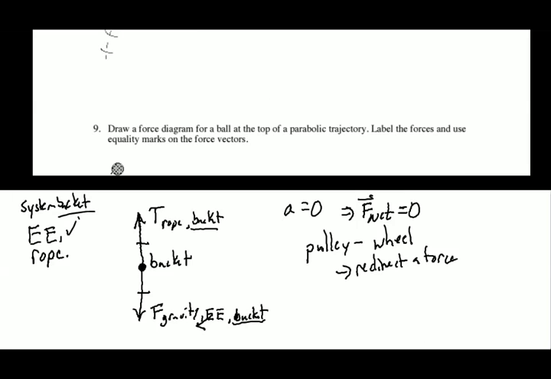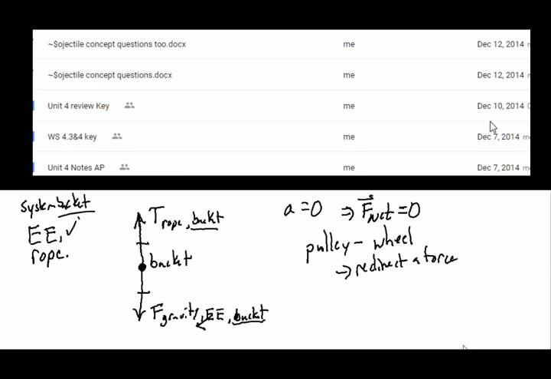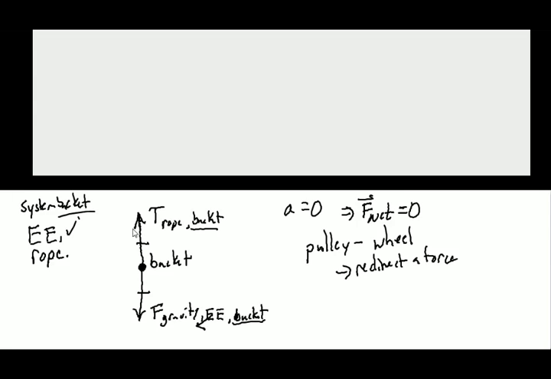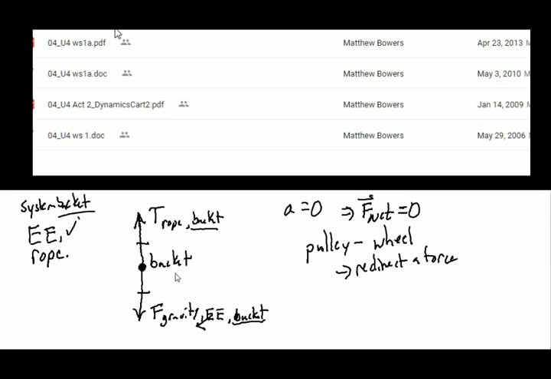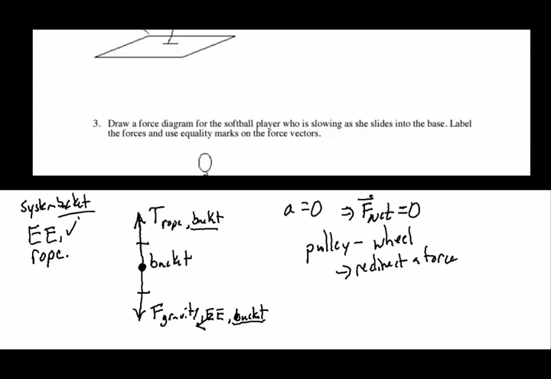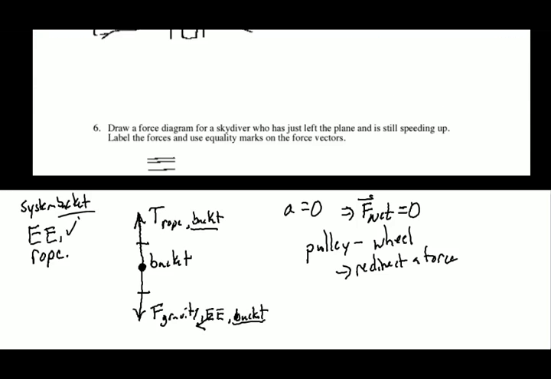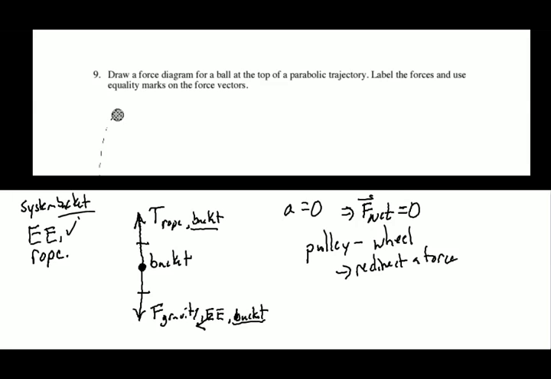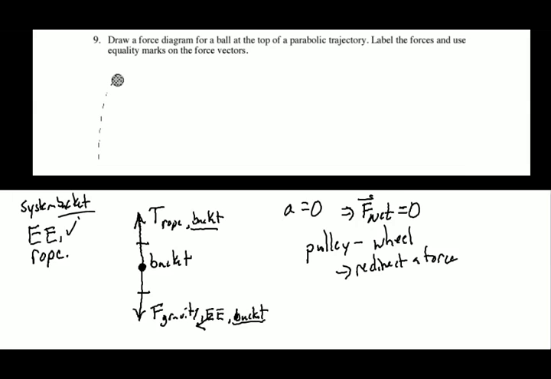Like this one, number 9, if I could get that. Whoa! Uh-oh. Lost it. There it is. Let's look at number 9. Draw a force diagram for a ball that is at the top of its parabolic trajectory.